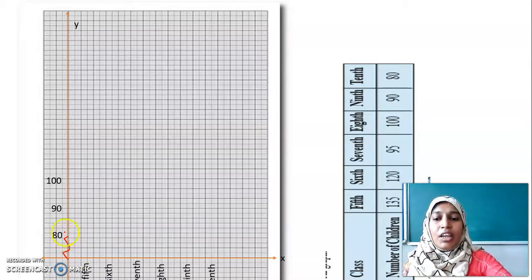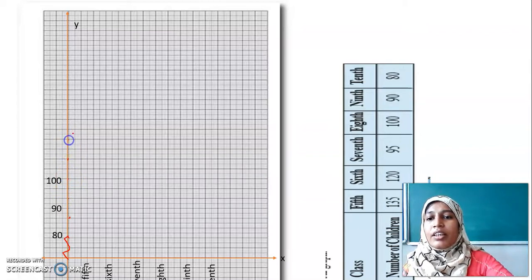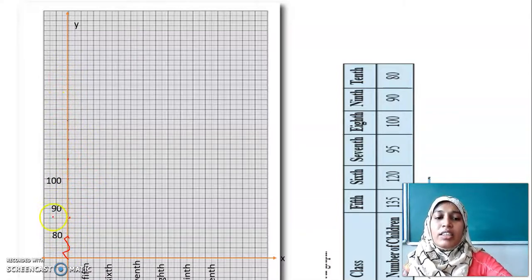Okay. After 80, after 2 box, you will have 90. Then after 2 box, you will have 100. Then you will have 110. Then 120, 130, 140. Just mark using your pencil the numbers here on the y-axis. You should describe this y-axis as number of children. You should write here number of children.